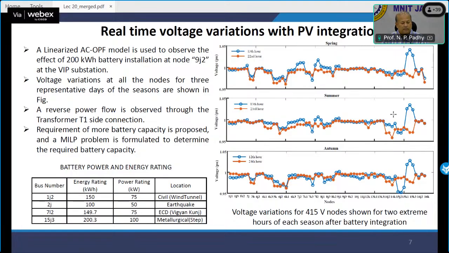Then we determined the power ratings of 75, 50, 75, and 100 at 4 different locations, that is close to 300 kilowatt. Am I right? And the kilowatt hour, if you see, is going to be 150 plus 100 plus 150, 400, and 200, 600. So 600 kilowatt hour and 300 kilowatt power rating. So probably it will supply for 2 hours. The total energy will be used for 2 hours. And that is enough to create a wonderful voltage profile in the system.